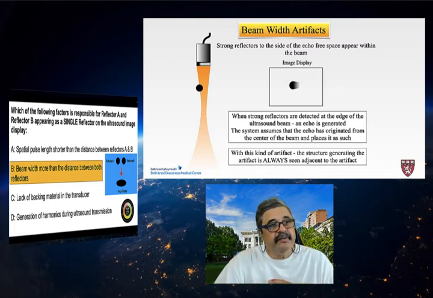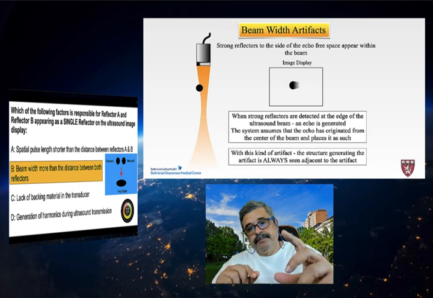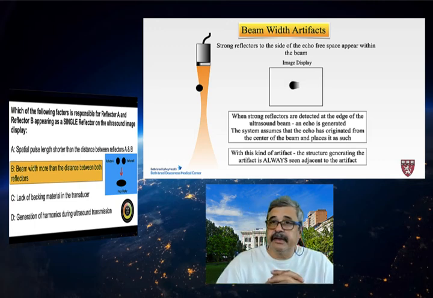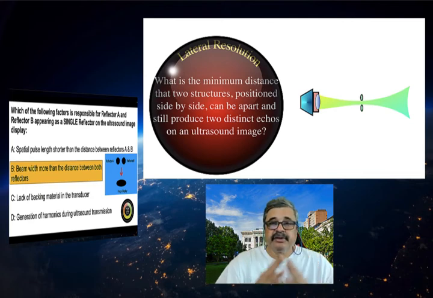With this kind of artifact, the structure generating the artifact is always seen adjacent, at the same depth as the original reflector. That's the key point over here. So the depth, or the distance from the reflector to the ultrasound transducer, is always the same. So at the end of the day, this is what it relates to: the lateral resolution, that is, beam width resolution.